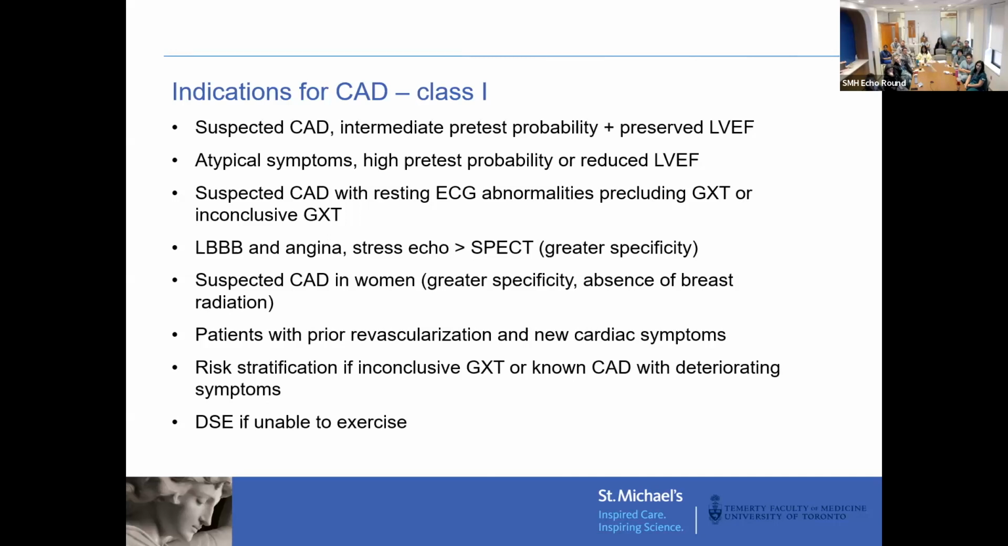It's actually particularly helpful in patients who have resting left bundle branch block, because as we'll talk about in a bit, SPECT is not the best test for that, and stress echo has greater specificity in those patients. In women, again, it's been shown to have better specificity, and also obviously the direct benefit of not having radiation, particularly young women or women who are pregnant. Patients who have had prior revascularization and are now having new cardiac symptoms, risk stratification in patients who have an inconclusive GXT, or if patients have known CAD with deteriorating symptoms.